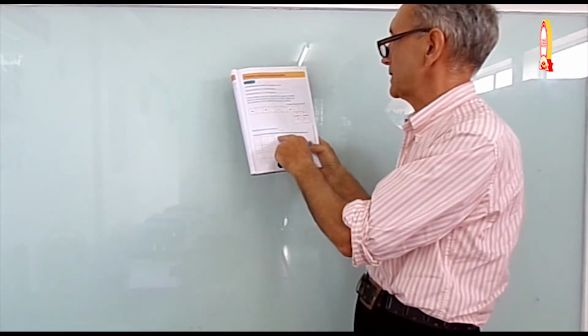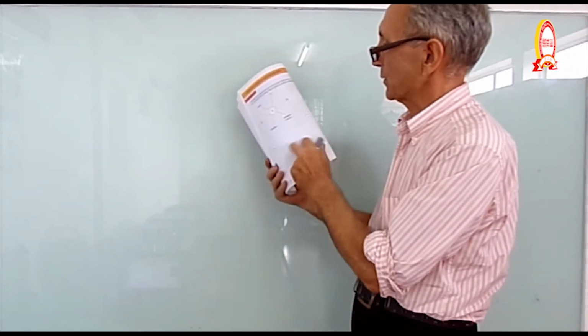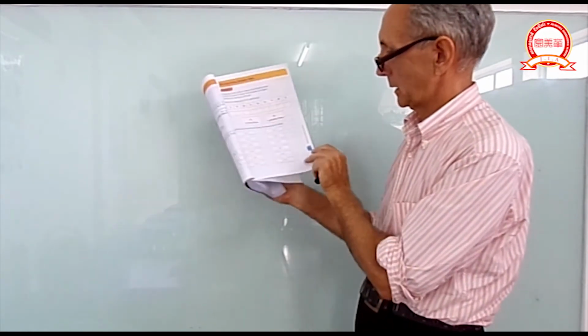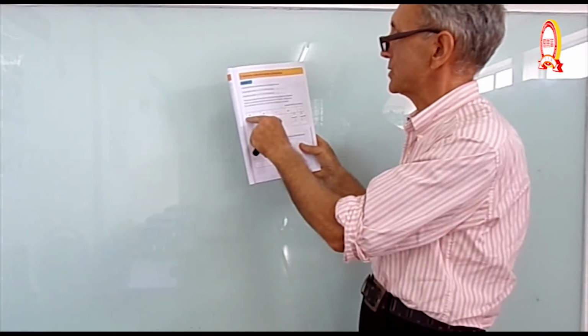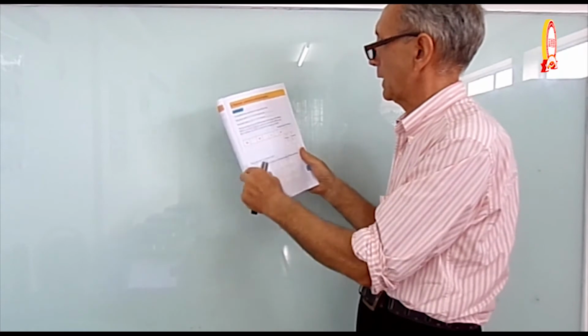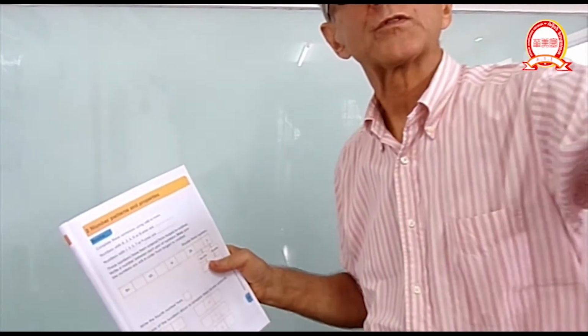Use any of these numbers to complete these. You've already done this before on page 19. So do the same thing here, using this line of numbers to create these number sentences. And that's the end of what we're doing in the textbook today.